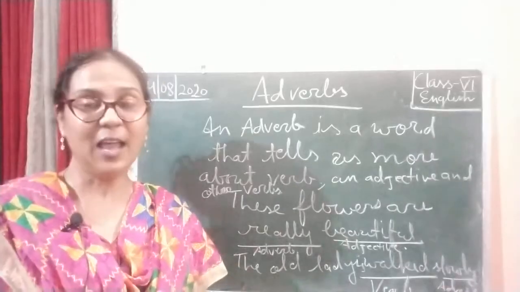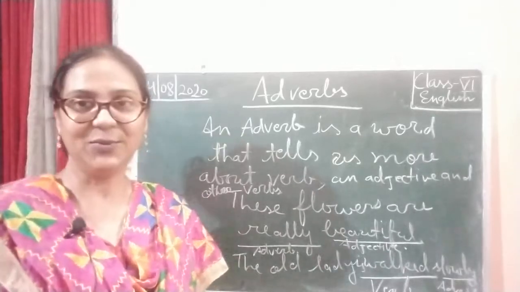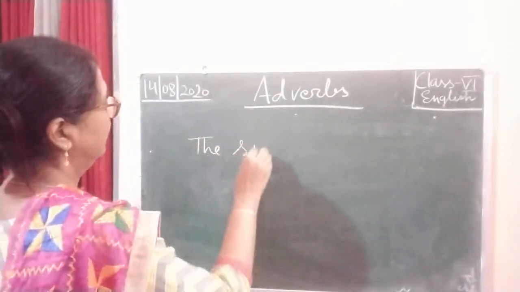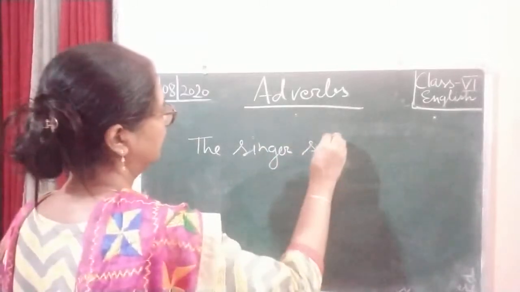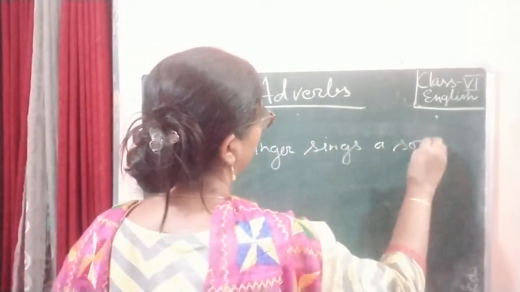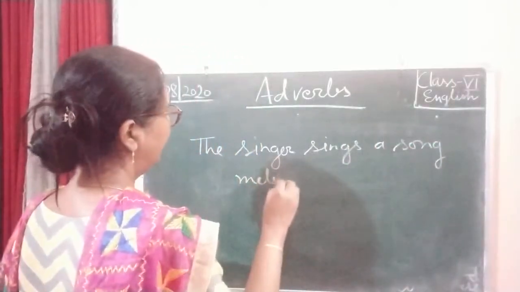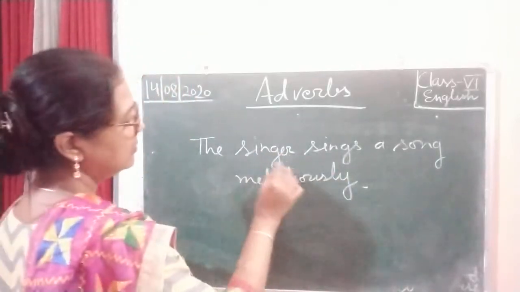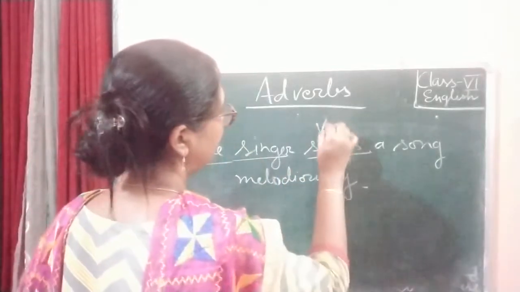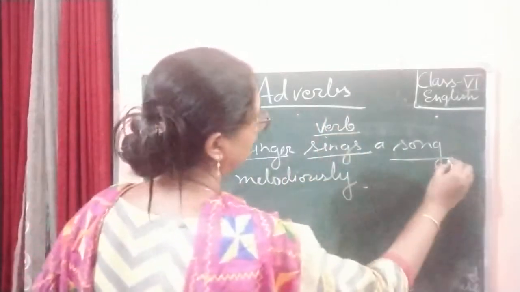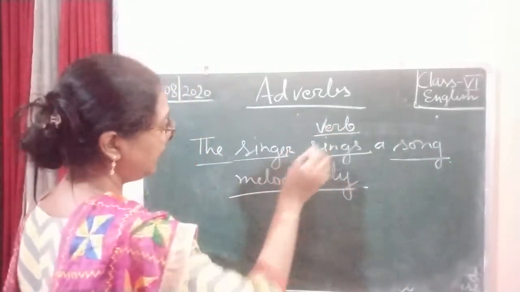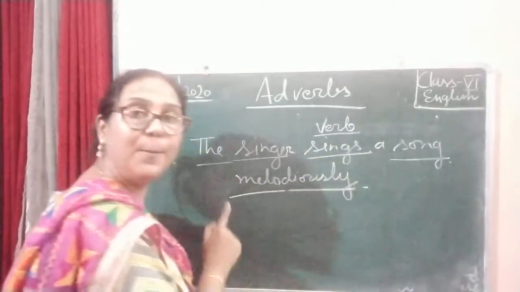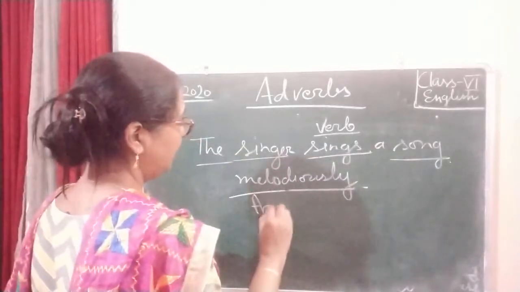To study more about adverbs, I am going to give you a few more examples. Now, the singer sings a song melodiously. It means a singer, this is a noun, sings, here you can see it's a verb. Song is also a noun. Melodiously is describing how a singer sings. A singer sings a song melodiously. Melodiously, this is an adverb.